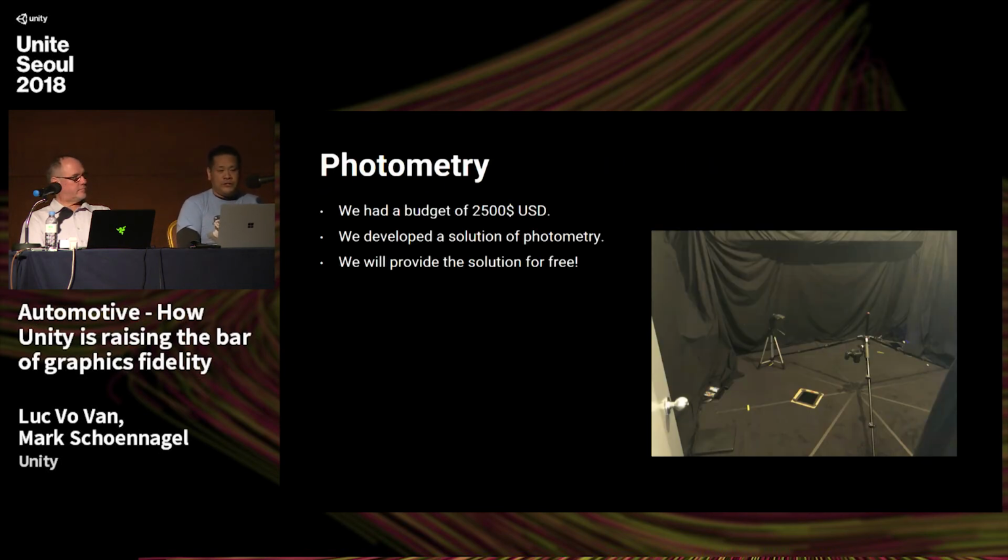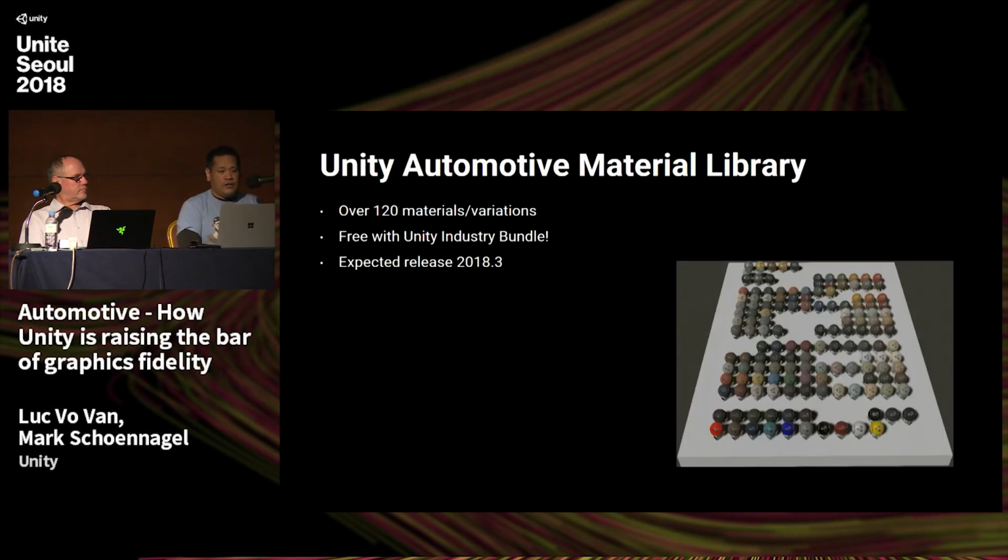So at Unity, we wanted a way to make beautiful materials without having you pay $1 million. So we came up with a solution of photometry. The budget is about $2,500 USD for all the equipment, and we will provide that solution for free. Just come and ask us, and we'll give you the recipe. We will also introduce a new automotive material library. It's going to have over 120 materials in variation. It's going to be free with Unity industry bundle, and the expected release will be 2018.3.